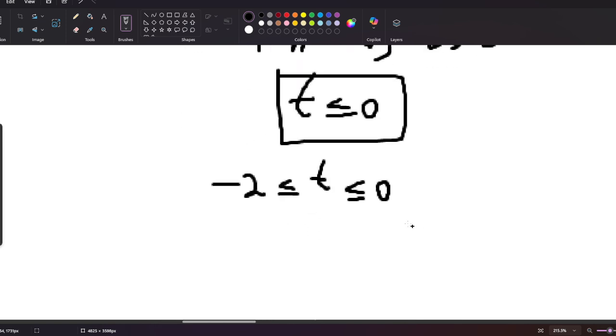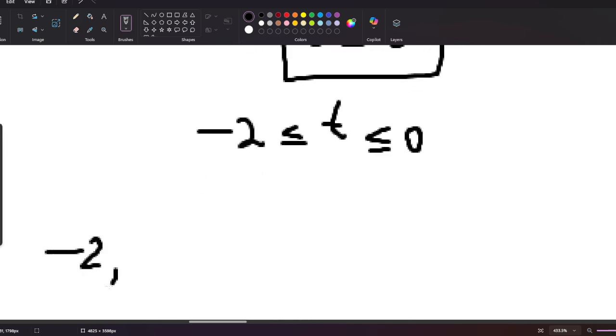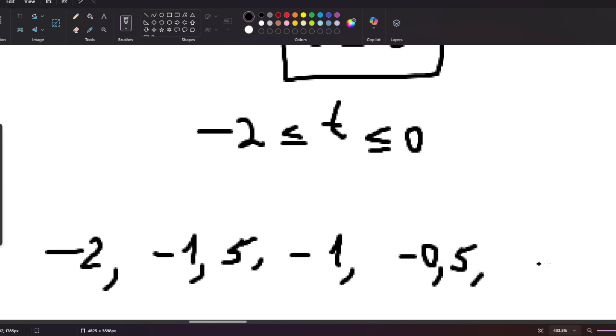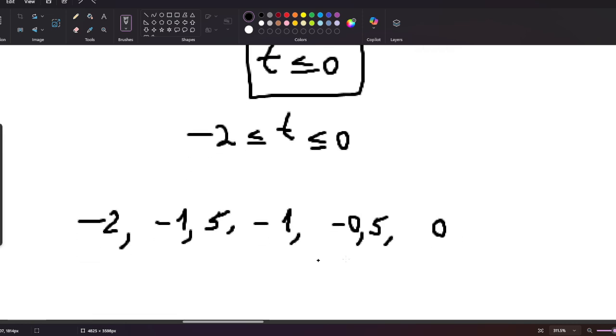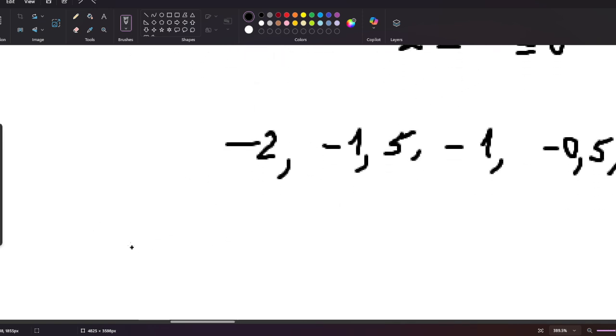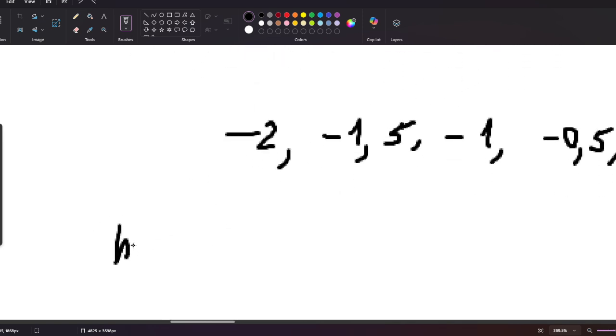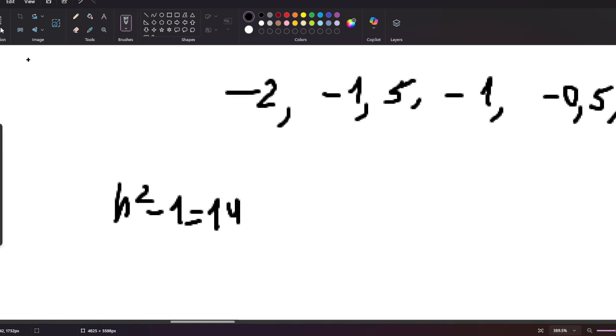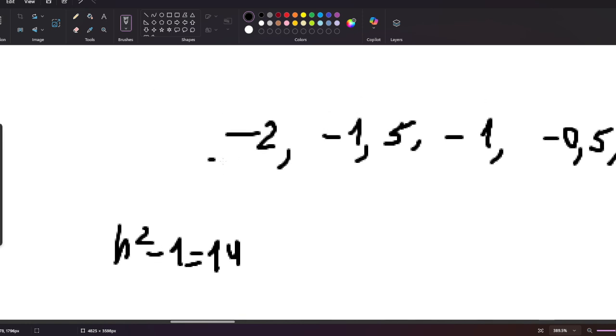And do you know what that means? It means that we can just go through the variants from minus 2 to 0. So let's start. If we were to plug in minus 2, we will have n squared minus 1 equals 14. Obviously it does not match, so let's underline this.